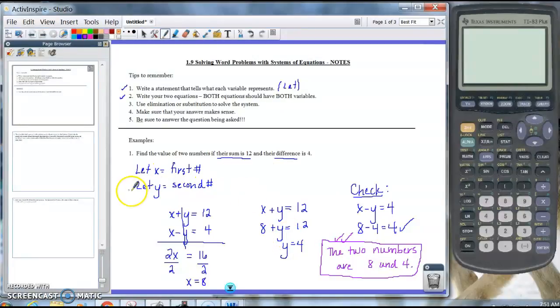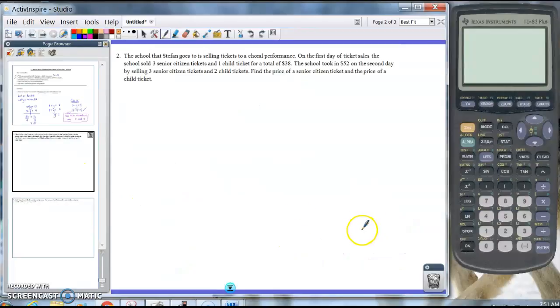Okay, let's go to the second example. And this one is talking about money.